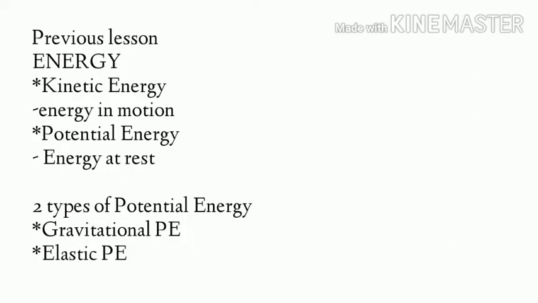In your previous lesson, you learned about kinetic and potential energy. Kinetic energy is energy in motion, and potential energy is energy at rest. There are two kinds of potential energy: gravitational potential energy and elastic potential energy. Gravitational potential energy is energy possessed by an object due to height. Today, we will learn about elastic potential energy.